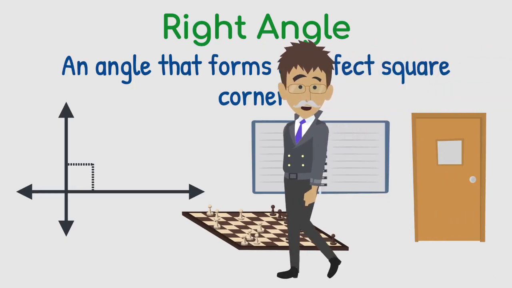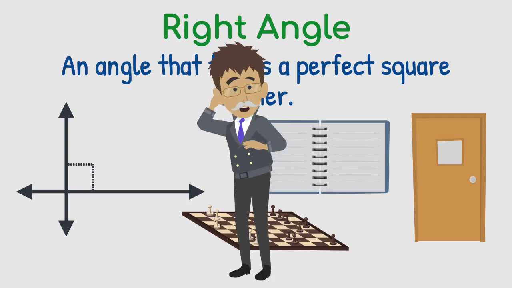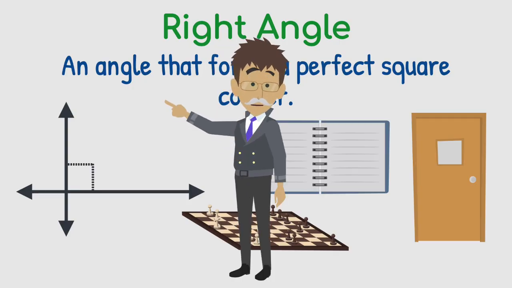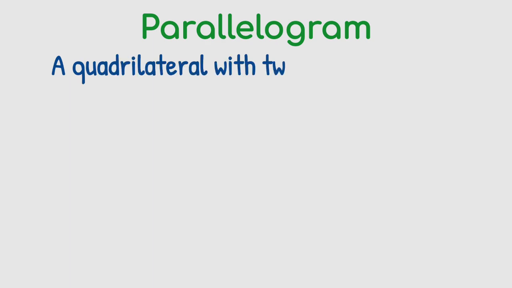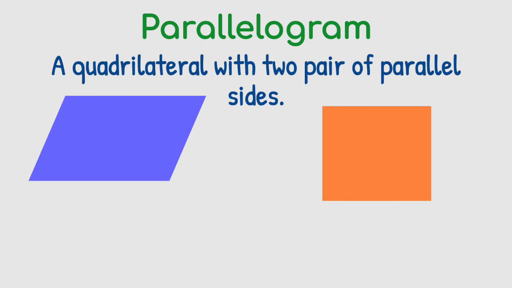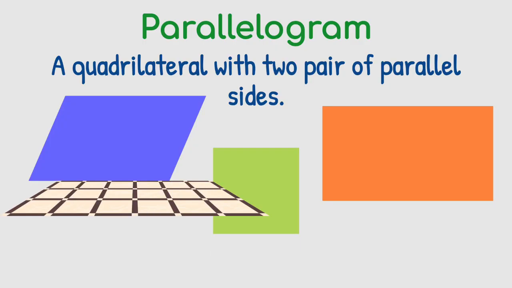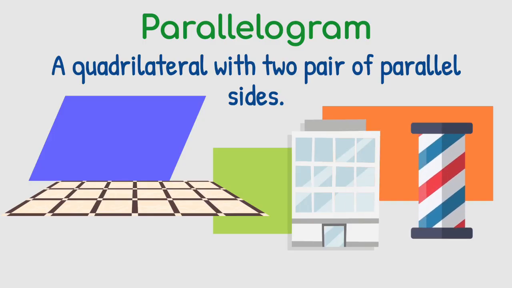Parallel and perpendicular lines are the secret ingredients behind a whole family of special four-sided shapes. Let's meet them one by one. Parallelogram. A quadrilateral with two pairs of parallel sides. The sides that are parallel are also the same length as each other. You can spot parallelograms in tiled floors, striped patterns, and the sides of many buildings.